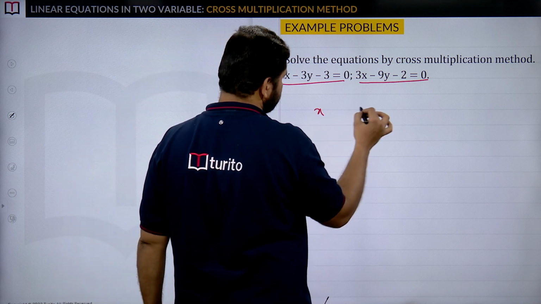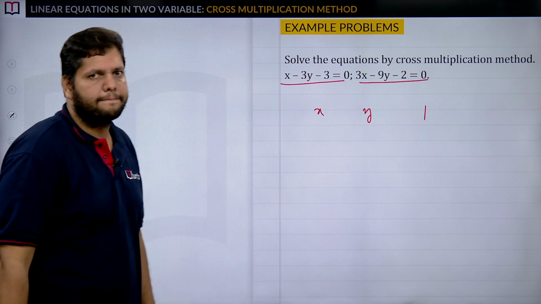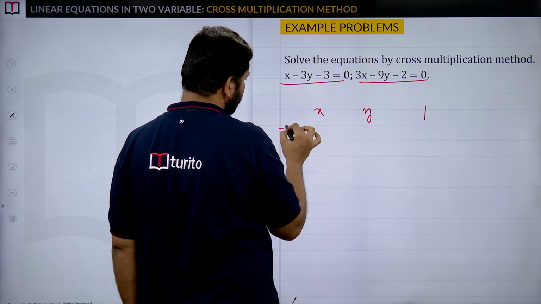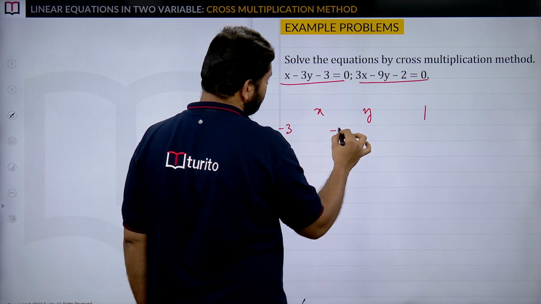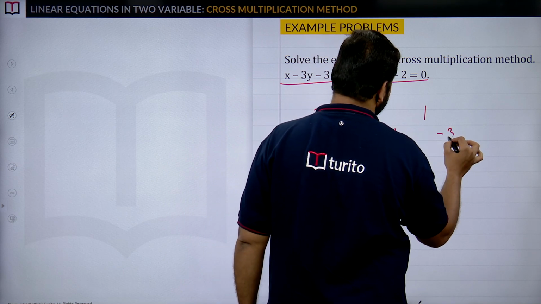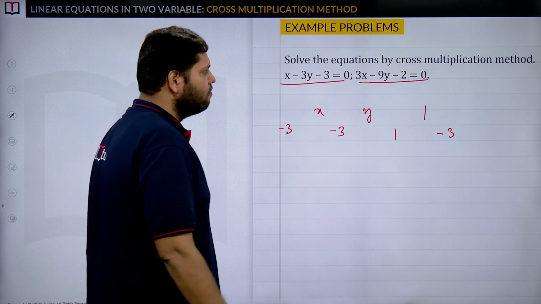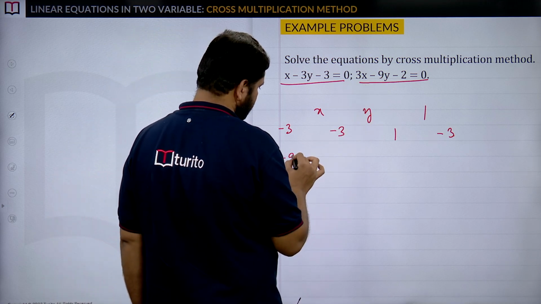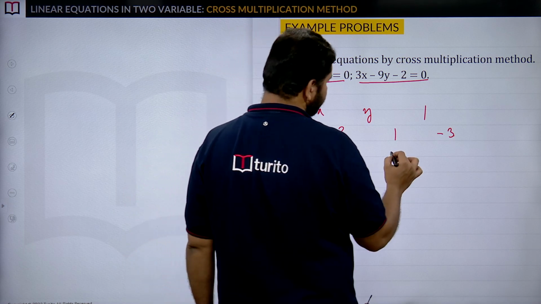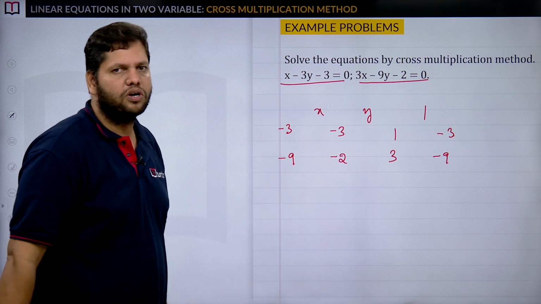Okay, children, you do one thing. First write down here x and this is y. This is 1. First y coefficient. For the first equation, the y coefficient is what? Minus 3. Constant also minus 3. X coefficient is 1. Again y coefficient is minus 3. And come to the second equation. Here the y coefficient is what? Minus 9. Constant is what? Minus 2. Again x coefficient is what? 3. And this is minus 9. Okay, children?